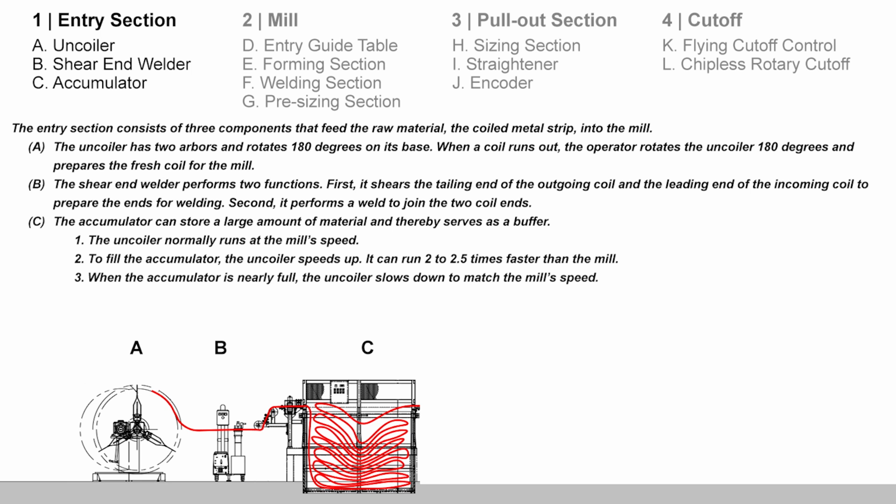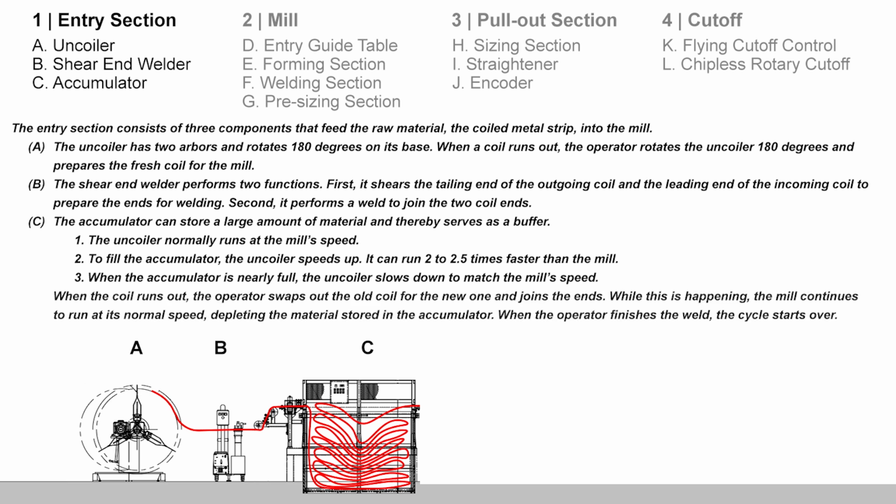During normal operations, the uncoiler runs at the mill's speed. To fill the accumulator, the uncoiler runs much faster, as much as 2 times faster than the mill. When the accumulator is nearly full, the uncoiler slows down to match the mill's speed again. When the coil runs out, the operator swaps out the old coil for the new one and joins the ends. While this is happening, the mill continues to run at its normal speed, depleting the material stored in the accumulator. When the operator finishes the weld, the cycle starts over.